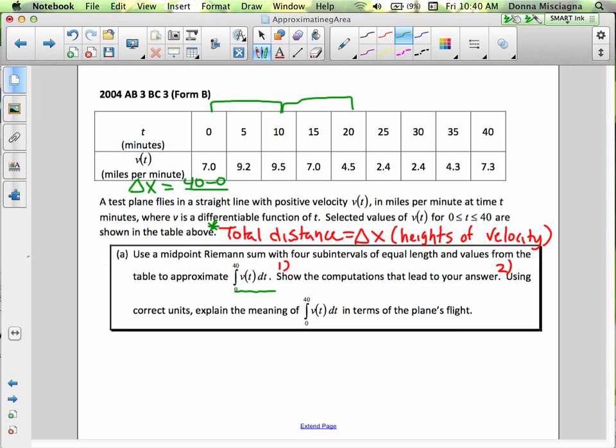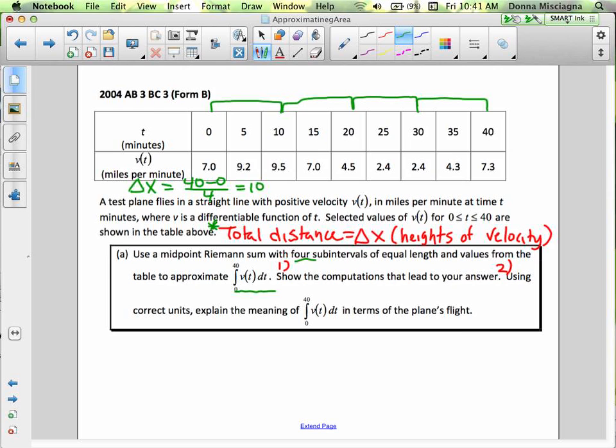Got a value in the middle, a value in the middle, a value in the middle, right? Actually, we knew how many subintervals. I'm sorry, it says 4 subintervals. But now we can see 1, 2, 3, 4 subintervals. So the change in x is going to be 10. We've got our change in x. We can find our values now.